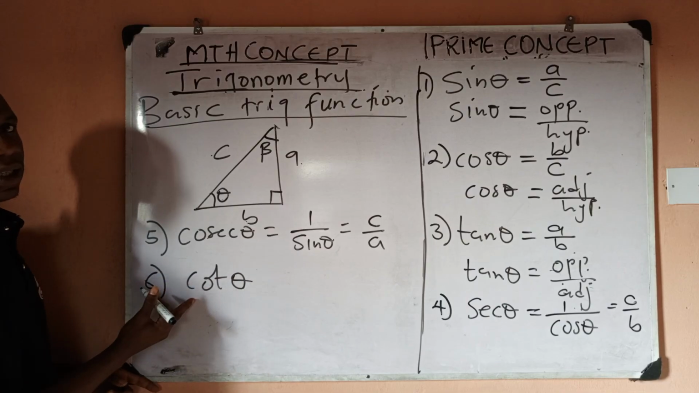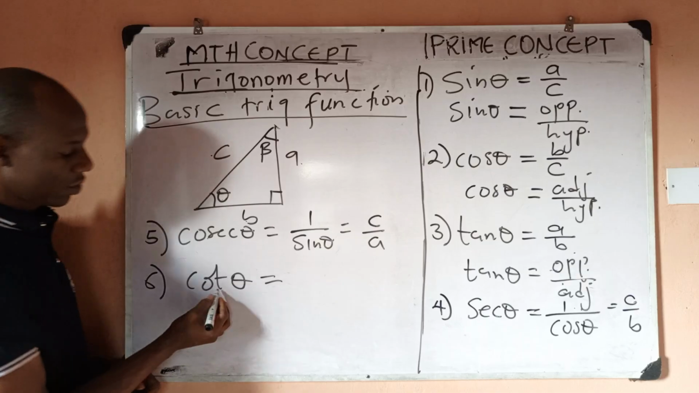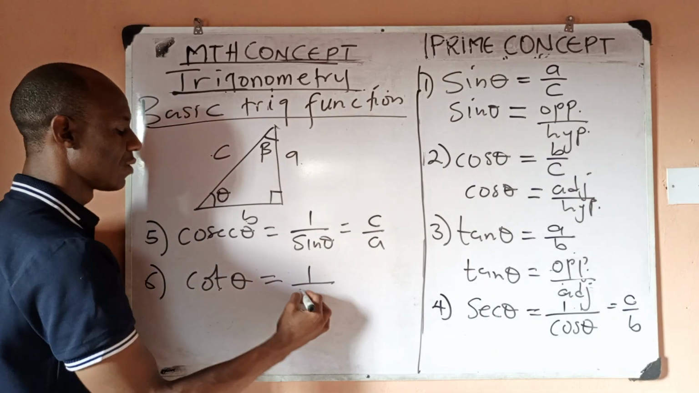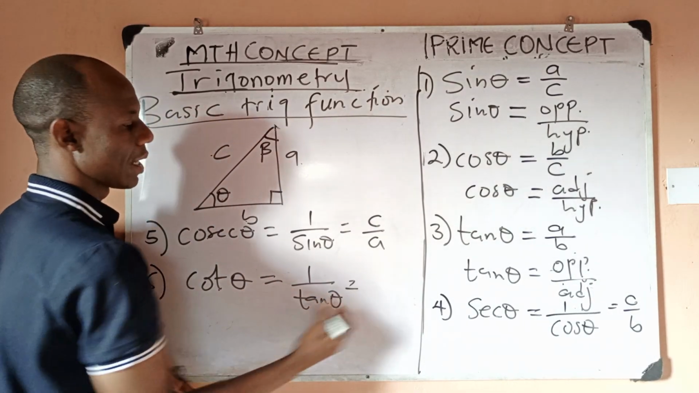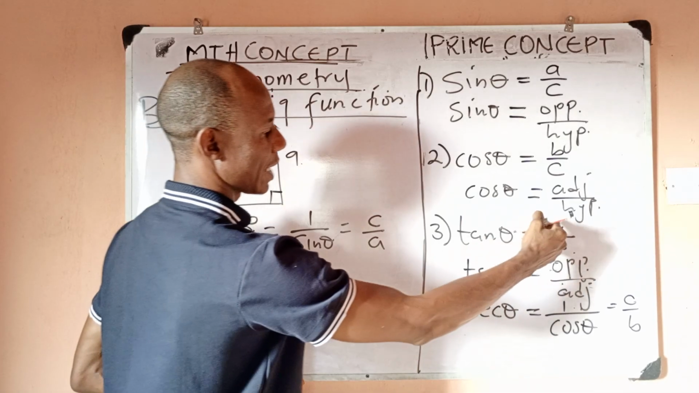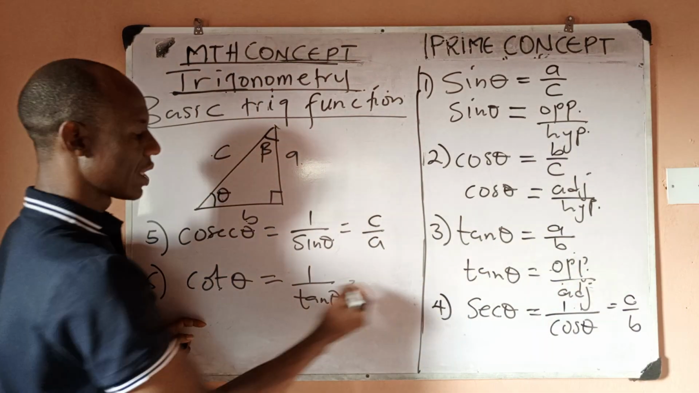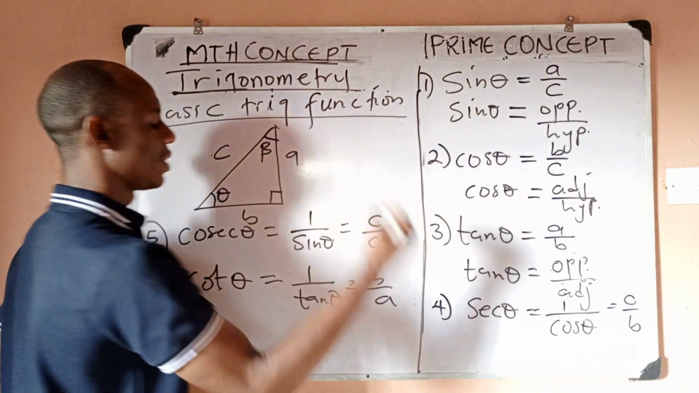Then finally number 6 is cot. Cot is simply short for cotangent. Using this T, cot is 1 over tan theta. And what is our tan theta? Our tan theta is A over B. So it means that our cotangent is going to be B over A.